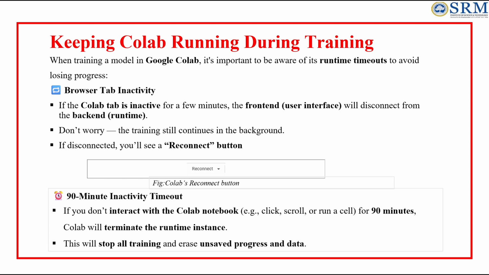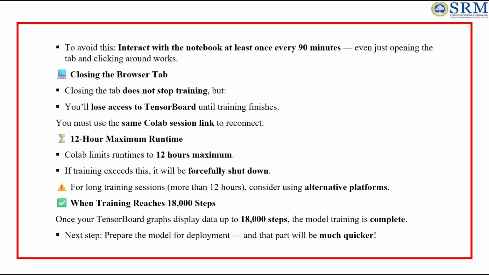Second, there is a 19 minute inactivity timeout. If you don't interact with the notebook for too long, Colab will shut down the runtime and all unsaved work is lost. To avoid this, click or scroll at least once every 19 minutes. Colab also has a 12 hour maximum runtime, so very long training sessions may be stopped automatically.